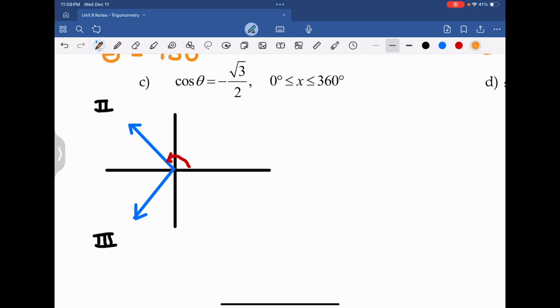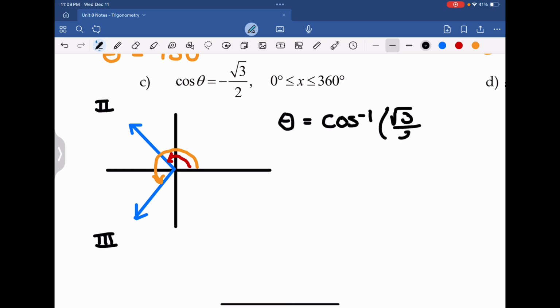Now, let's outline which degrees we actually want to solve for here. The first one is outlined in red. The second degree is outlined in orange. So in order to figure out the one in red here, first of all, we've got to figure out what the reference angle is. So to do that, we're going to go theta is equal to, we take the inverse of cos, and then put it to the absolute value of √3/2, again, because we want to figure out what the reference angle is, right?